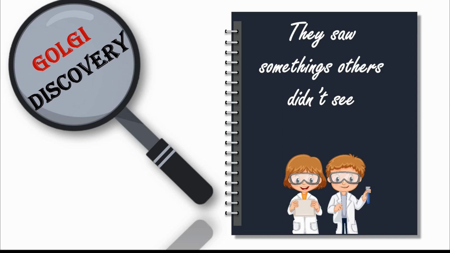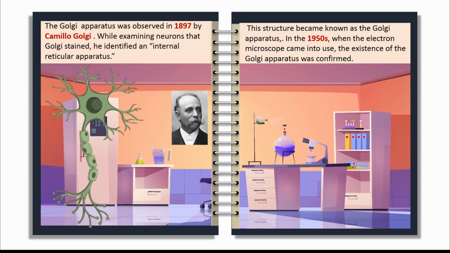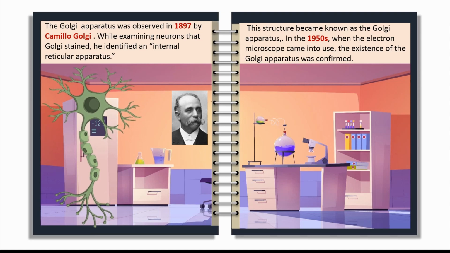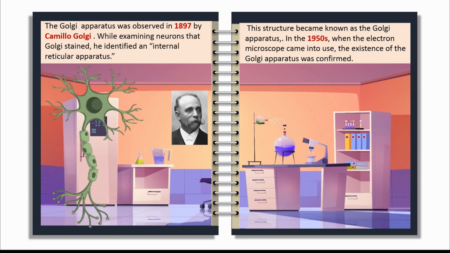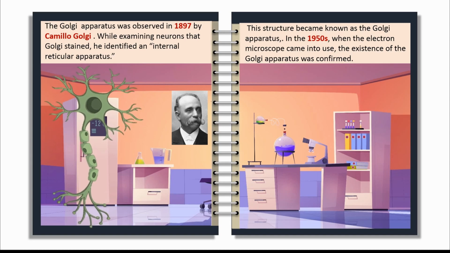Golgi discovery: they saw something others didn't see. The Golgi apparatus was observed in 1897 by Camillo Golgi. While examining neurons that Golgi stained, he identified an internal reticular apparatus. This structure became known as the Golgi apparatus. In the 1950s, when the electron microscope came into use, the existence of the Golgi apparatus was confirmed.